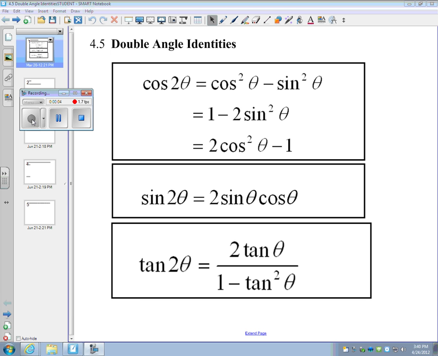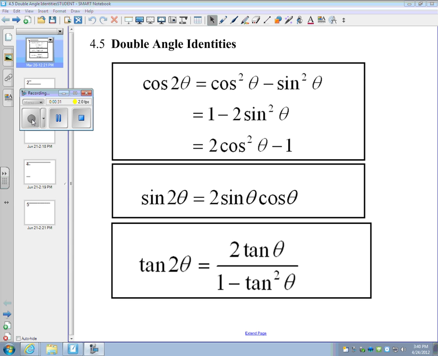4.5, double angle identities. So you want to take a second to find your formula sheet and just find where these are. So what this means is the cos of twice an angle. So if I gave you an angle of 30, then the cos of 60, or 2 times 30, would equal cos squared of 30 minus sine squared of 30. It would also equal 1 minus 2 sine squared 30, or 2 cos squared 30 minus 1.